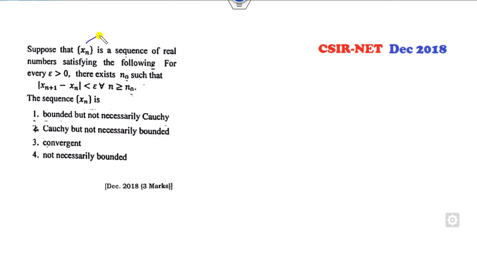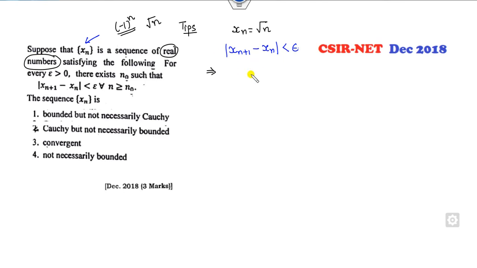Look at this one. Xn is a sequence of real numbers satisfying this property: the difference between consecutive terms is less than epsilon. Now always remember, students, you should always consider two examples in your mind whenever you discard the options for the sequence. Fine. Now, if I consider xn to be root n, this is on the real numbers R. So what is that?